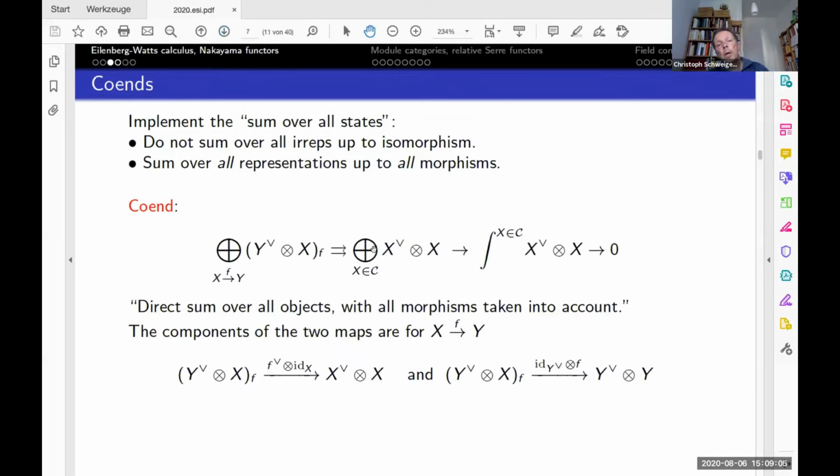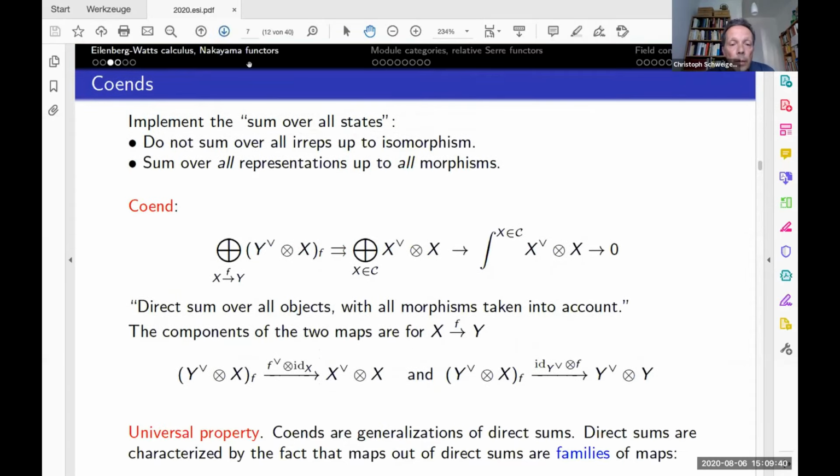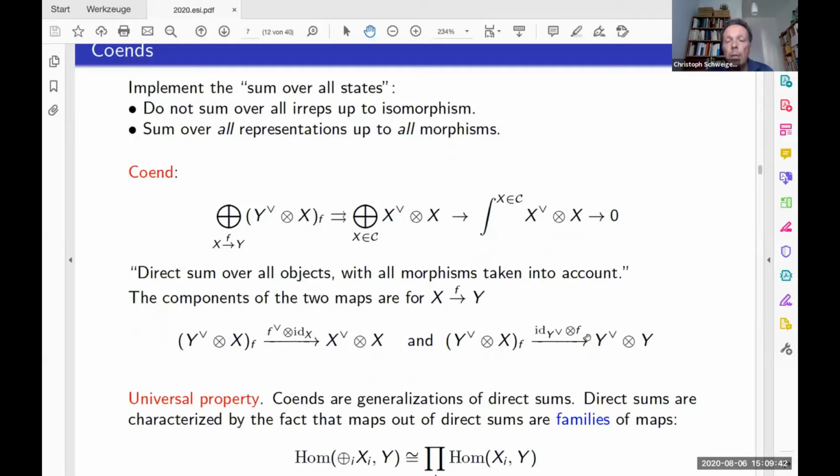So what we do is we take the sum over all objects. For example, if I want to take the co-end of X dual tensor X, that's of course a huge object, and we mod out, roughly speaking, all morphisms, and this is defined as a quotient. What you should keep in mind is that a co-end is a variant of a direct sum, and we teach our students in first year linear algebra that morphisms out of a direct sum are the same as families of maps into the direct sum.